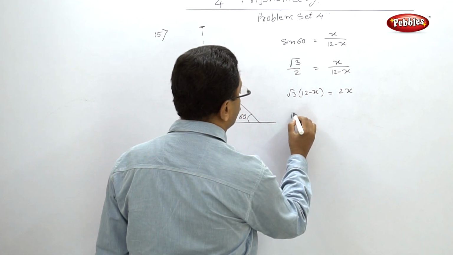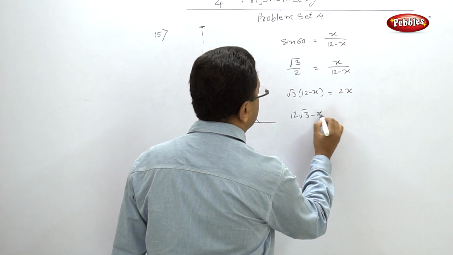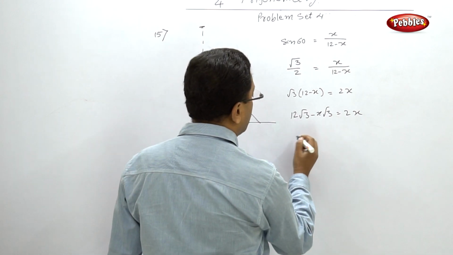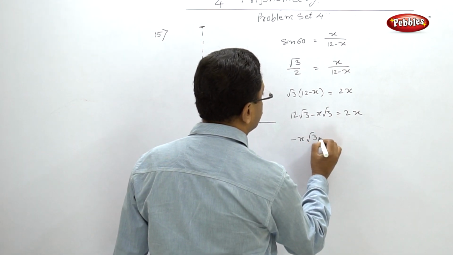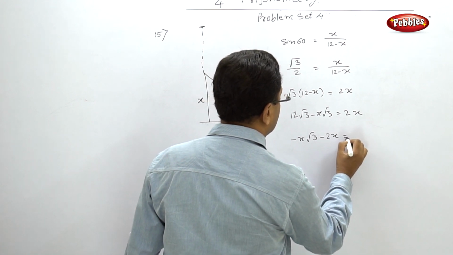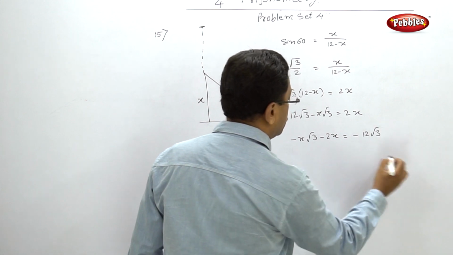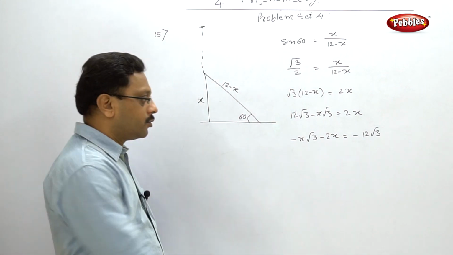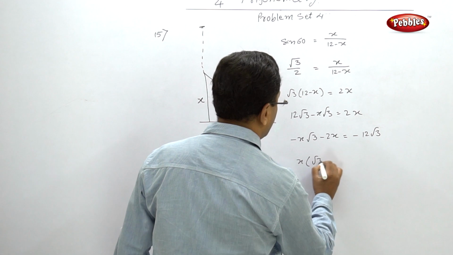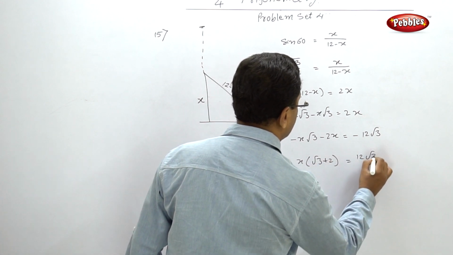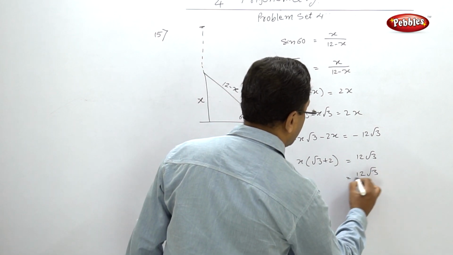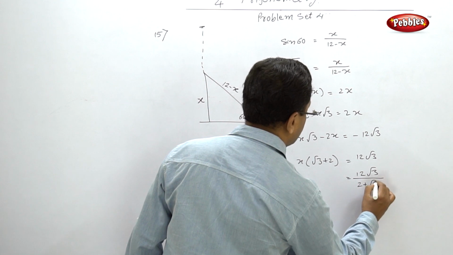So we have 12 root 3 minus x root 3 is equal to 2x. Just rearrange the terms. So we have minus x root 3 minus 2x is equal to minus 12 root 3. So let us eliminate these minus signs. So we have x is common, root 3 plus 2 is equal to 12 root 3. And so we have x is equal to 12 root 3 upon 2 plus root 3.